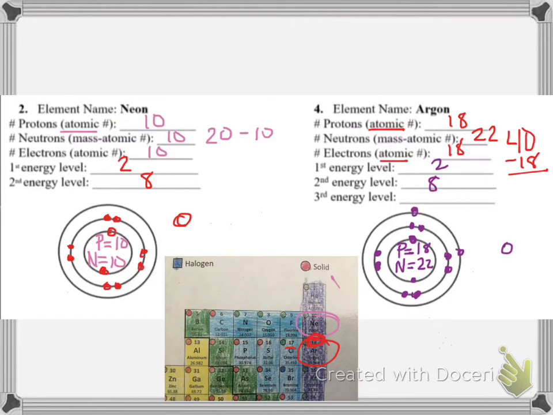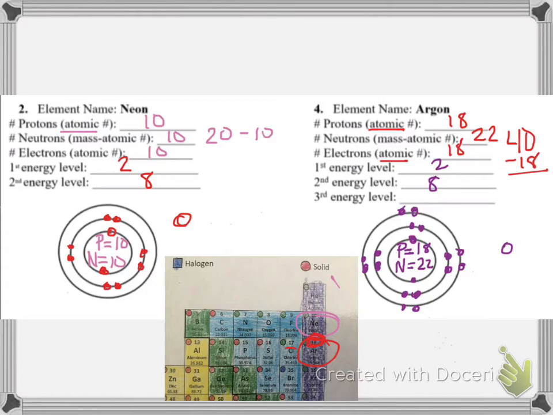11, 12, 13, 14, 15, 16, 17, 18. All right, so when we looked at the top of the paper, it says the first energy level, level K, can only hold 2. We got that. The second energy level, called level L, can only hold 8. Got it. And then the third energy level, level M, can hold 18, but we only draw 8.